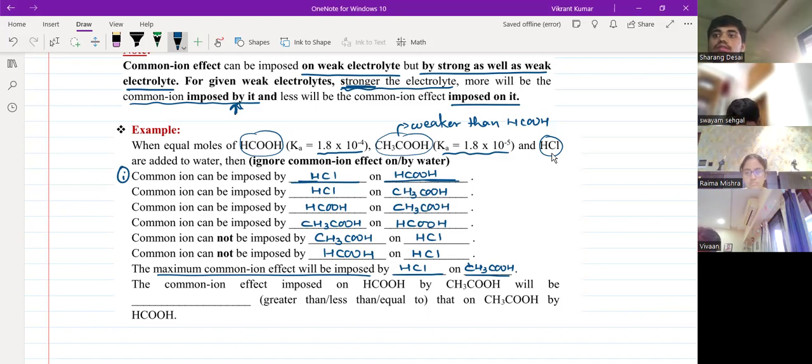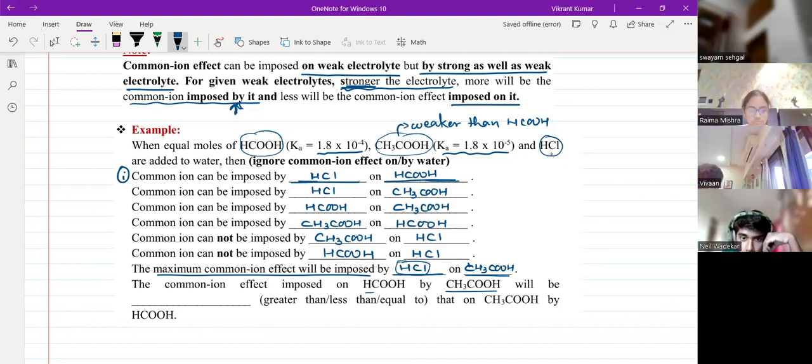Okay, sir. Yes. And that's why we are saying that highest will be by the strongest. Strongest is HCl. Weakest other than water is CH3COH. Common ion effect imposed on HCOH by CH3COH will be, क्या होगा यहाँ पे आंसर बताओ रेयान? What should I write here? Sir, greater than. Okay, so you are saying CH3COH is going to create greater common ion effect.